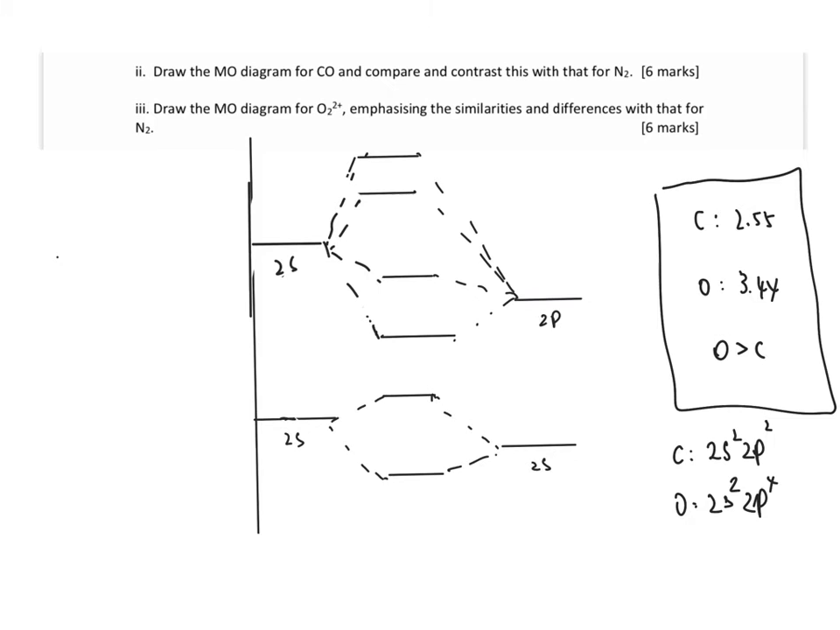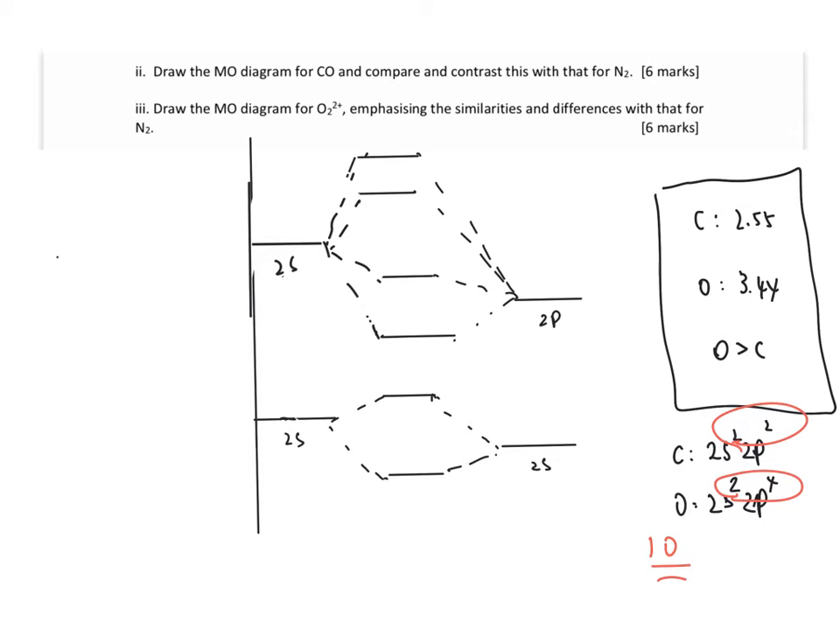Here is the MO diagram for CO. So we've got 4 electrons in the outer shell of carbon and 6 electrons in the outer shell of oxygen. That makes a total of 10 outer electrons to be accommodated in the molecular orbitals of the CO molecule.